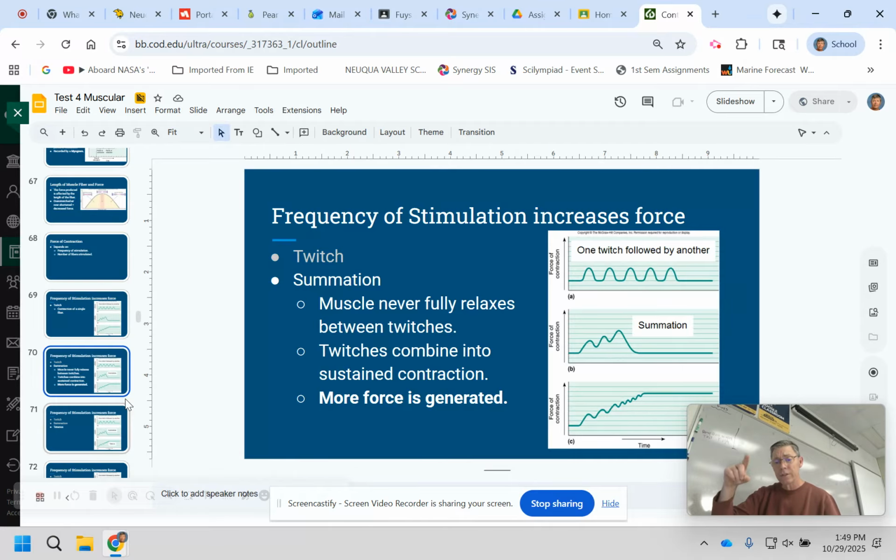So the faster that these stimuli are coming, the more calcium ends up building up inside the sarcoplasm, the cytoplasm of the muscle, right? And the more calcium we have out there, the more binding sites. The more binding sites, the more cross bridges engaged. The more cross bridges engaged, the more force. But there's a limit to it. If we're coming down at the maximum frequency, right? That's what we're seeing at the bottom there.